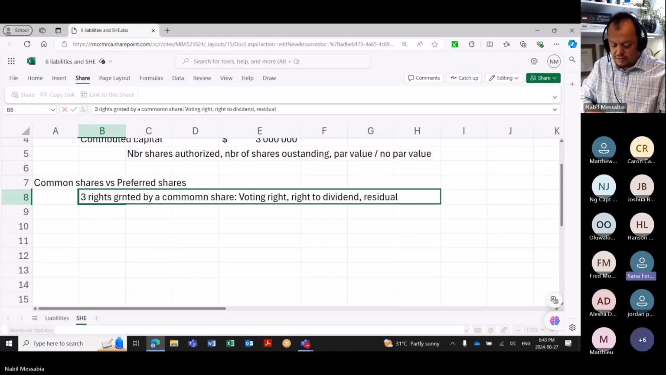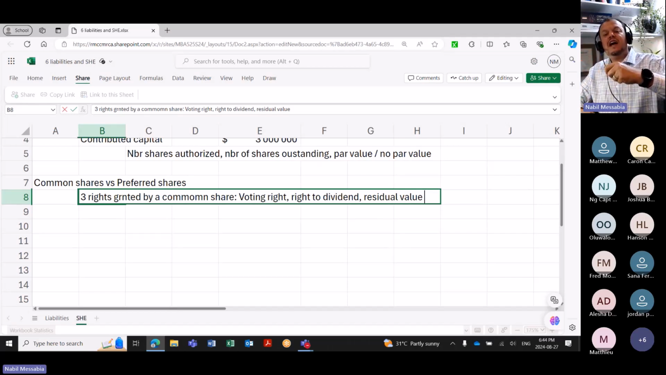Is that to do with a company that's wound up or dissolved? Exactly. When the company is dissolved, we take the total assets and convert all assets into cash, and we first have to pay bondholders, the accounts payable, the taxes payable, any liability first. And if there is something residual remaining, then it will go to the shareholders. That is the residual value, the residual right on the residual value of the company.